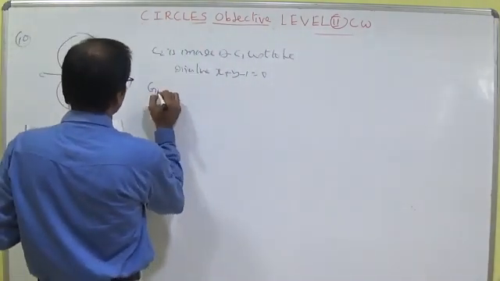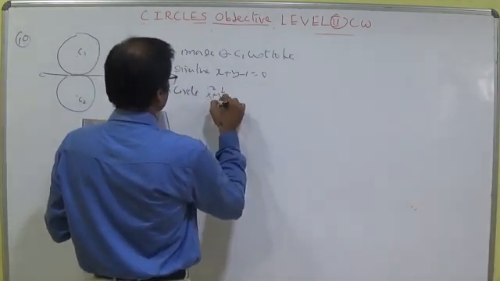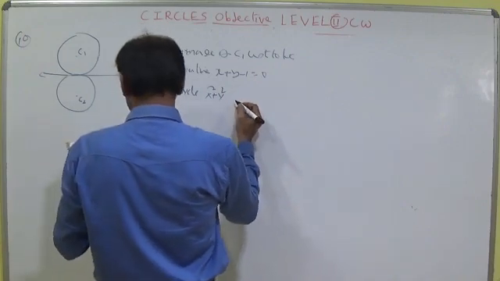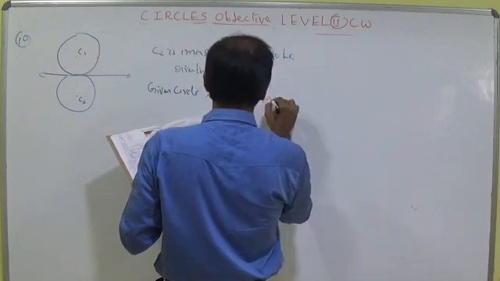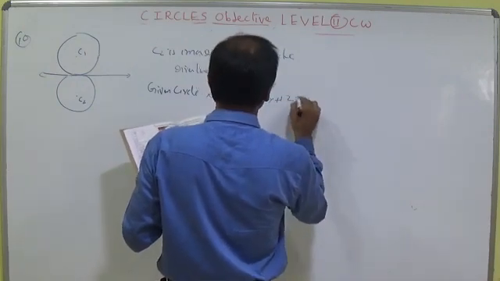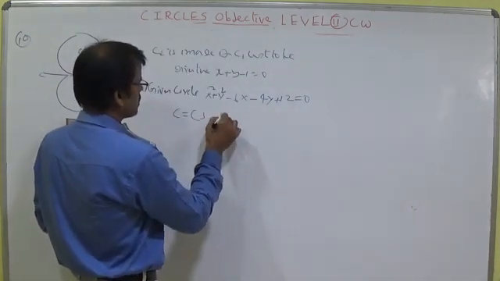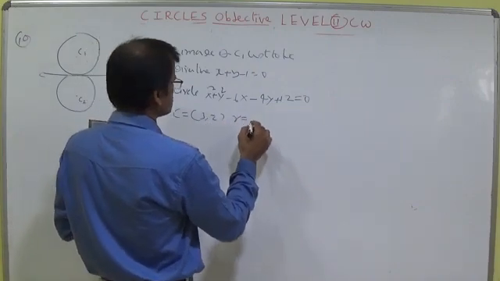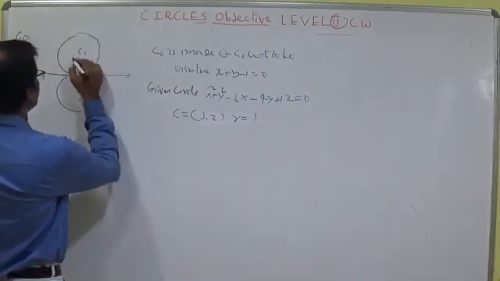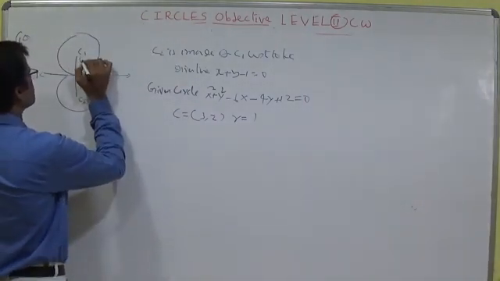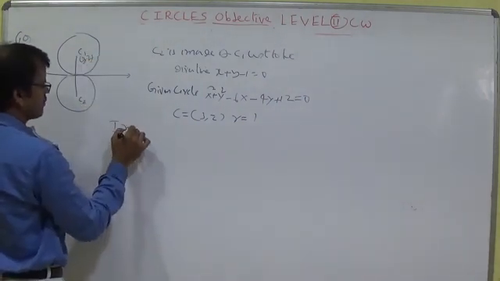So the given circle I am writing. The given circle is x square plus y square minus 6x minus 4y plus 12 equal to 0. Center you write here, center (3, 2), and the radius of this circle, 9 plus 4 minus 12, is 1. It depends upon this one. Center you put here (3, 2). So image of C1.